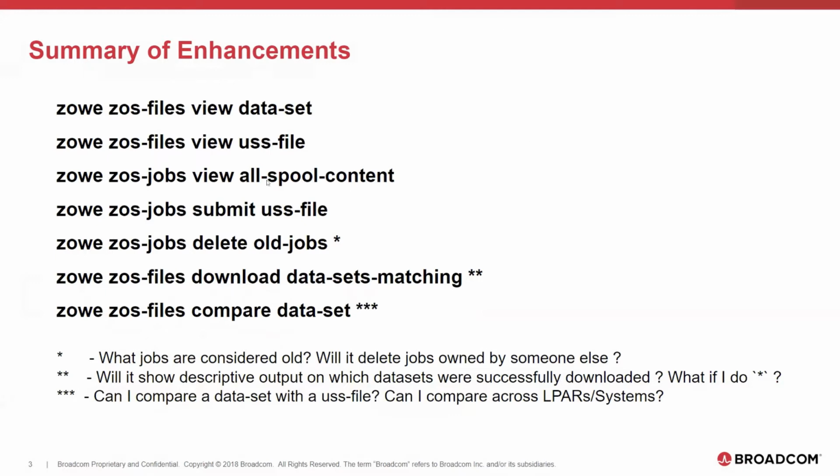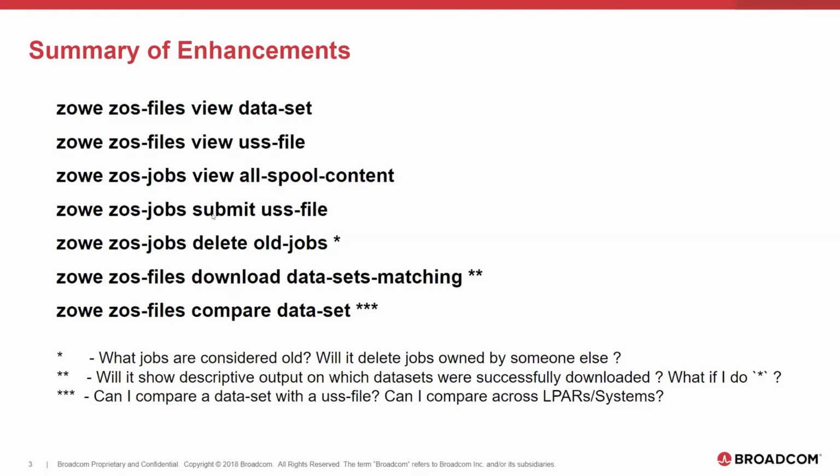The next one is the view all spool content. This is also very similar to the existing jobs view command, but instead of having to specify individual file IDs, you get all files associated with that specific job ID. And again, that gets directed to the terminal.